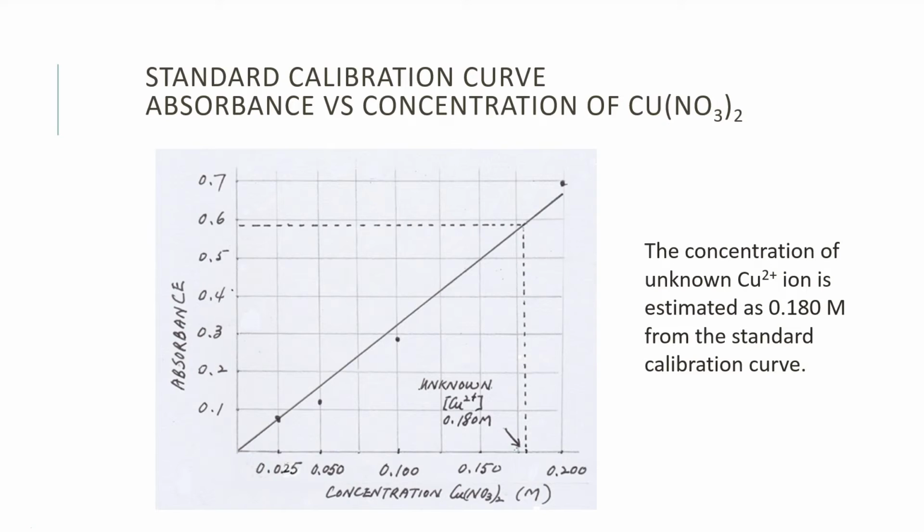Standard calibration curve, absorbance versus concentration of copper nitrate. In this graph, you can see that the absorbance values have been graphed against the concentrations of the solutions, with the absorbance on the y-axis and the concentration on the x-axis. From this information and line of best fit, we can estimate the concentration of the copper in the unknown solution using the standard calibration curve. In this experiment, the copper ion concentration is approximately 0.18 molar.